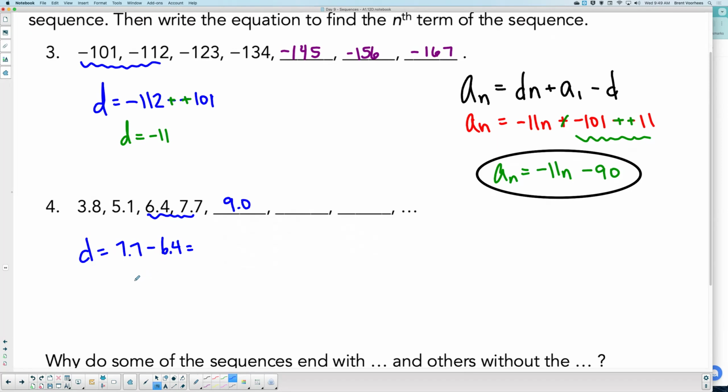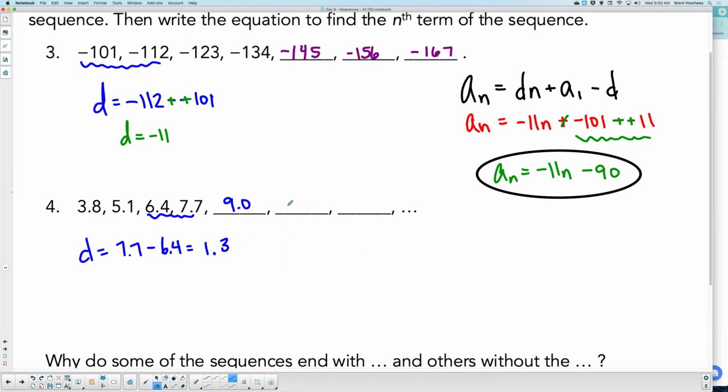Do you know what that is off the top of your head? 7.7 minus 6.4? How about let's do the decimals. What's 0.7 minus 0.4? 7 minus 4 is 3. What about 7 minus 6? 1. So what we're doing is we're changing by 1.3 every time. Changing by 1.3. So 3.8, 5.1, 6.4, 7.7, 9.0. What comes next?